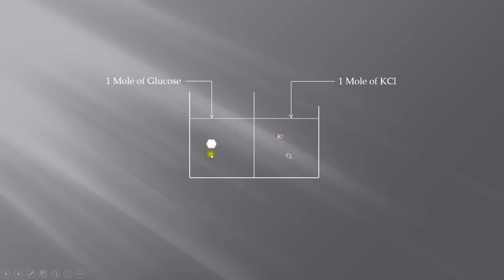So when you put 1 mole of glucose into solution, it doesn't dissociate, so it remains 1 osmolar because you still only have 1 mole of dissolved particles. 1 mole of potassium chloride, though, when dissolved, does dissociate, so you have a mole of potassium and a mole of chloride, making it 2 osmolar.